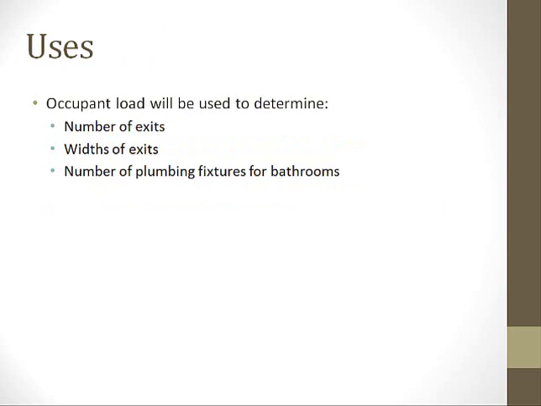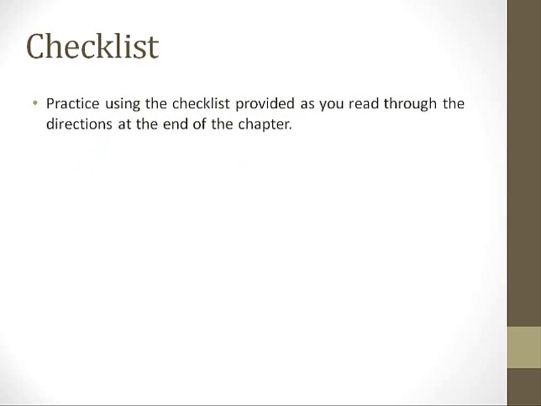So how do we use this information once we determine the occupant load? First of all, it's going to tell you how many exits are required per code, and then how wide those exit spaces need to be. And that's not just the door, but the corridor and the walkway leading up to the door. And then next, very important, it will tell us the number of plumbing fixtures that have to be included in bathrooms. So how frequently have you been frustrated standing in line to use the restroom? This would be the reason why. So those are the uses for the occupant load. And again, this chapter concludes with a checklist, so practice using that as you read through all the information in this chapter.